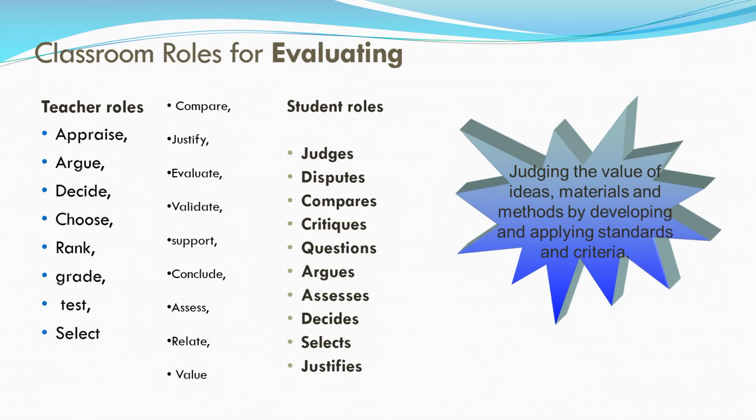Next is the highest order Bloom's taxonomy level, that is evaluating. Evaluating means judging the value of ideas, materials and methods by developing and applying standards and criteria. So at this Bloom's taxonomy level, we can use different phrases which help to judge the value of ideas, materials and methods by developing or applying new standards or criteria.